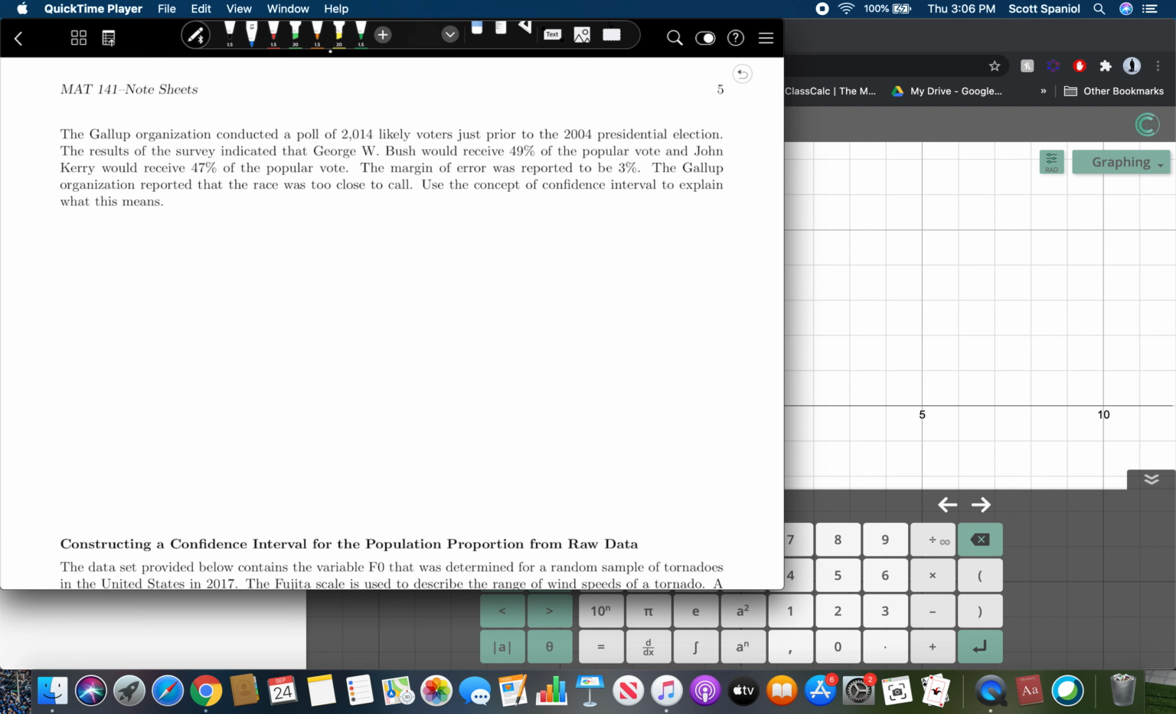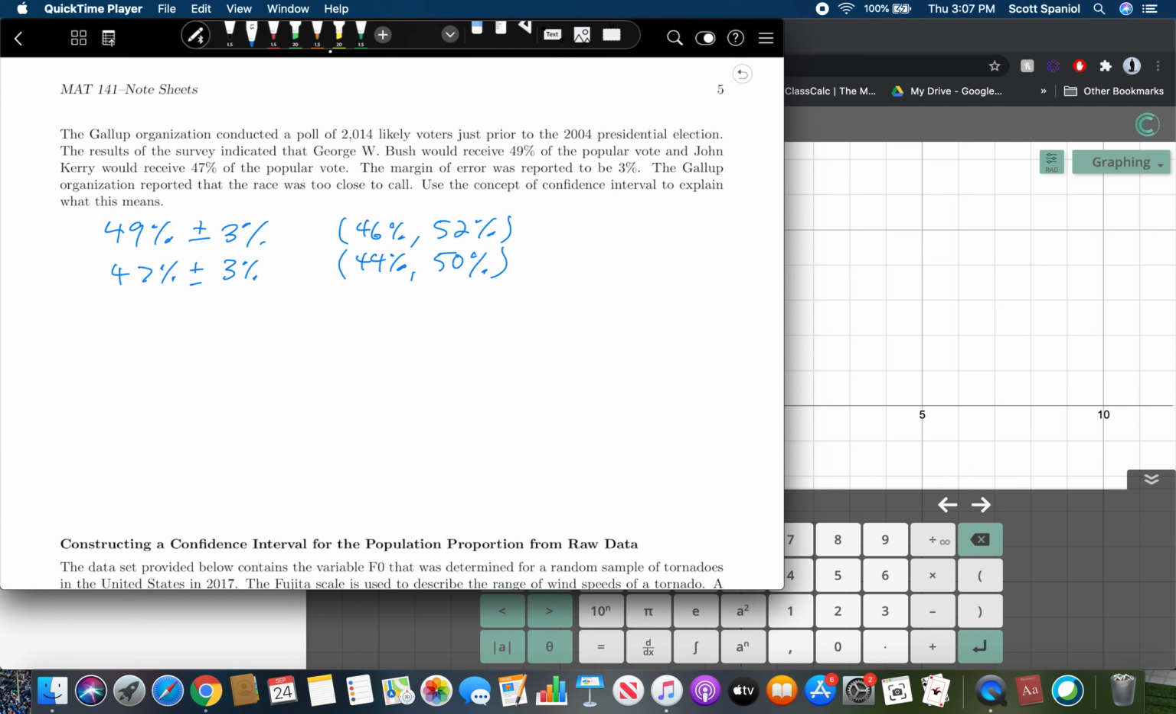So in this idea, right, the results of the survey say that George W. Bush is ahead. But we know that the answer most likely falls somewhere in the range of 49% plus or minus 3%. And for John Kerry, most likely his actual falls between 47% plus or minus 3%. So that would give us intervals of 46% to 52% and 44% to 50%.